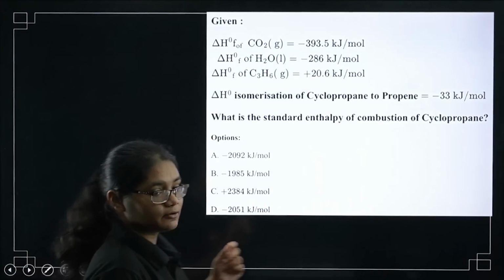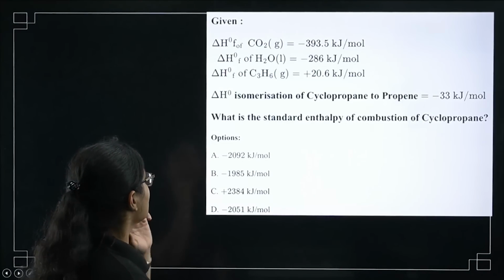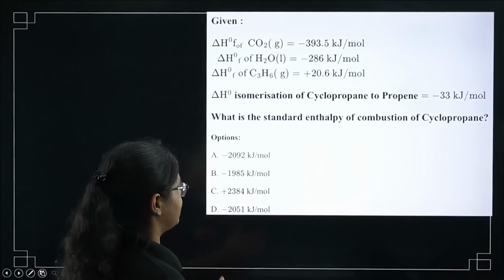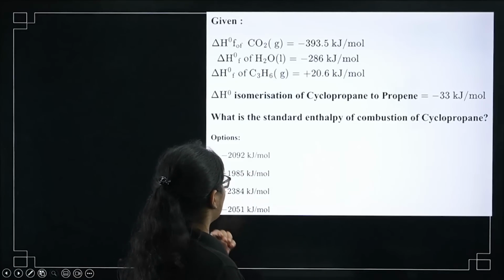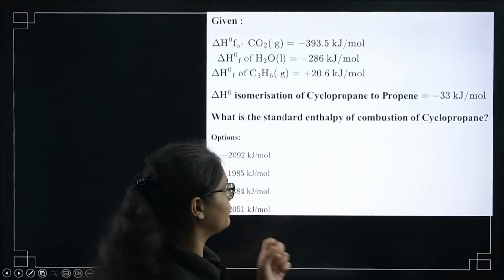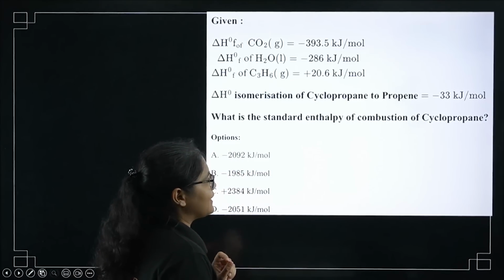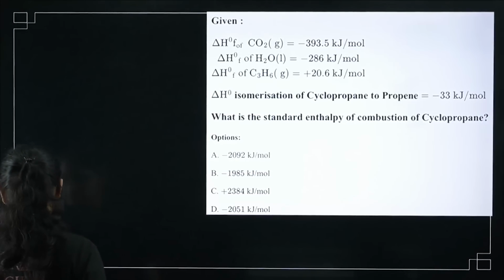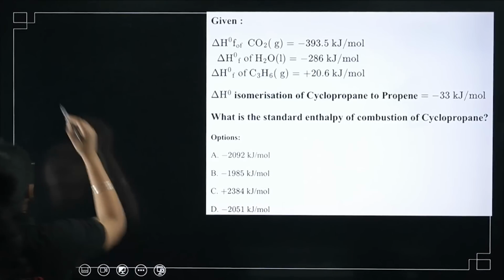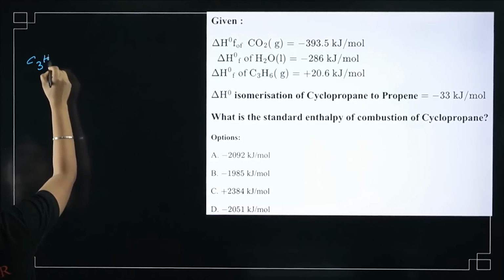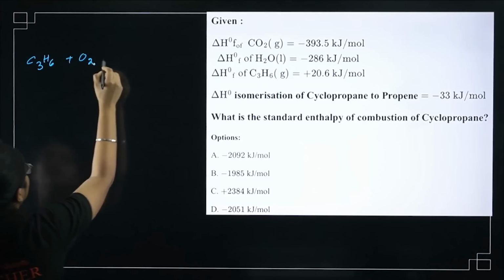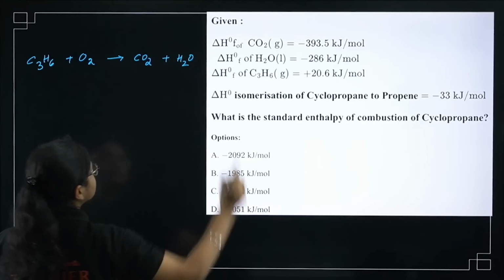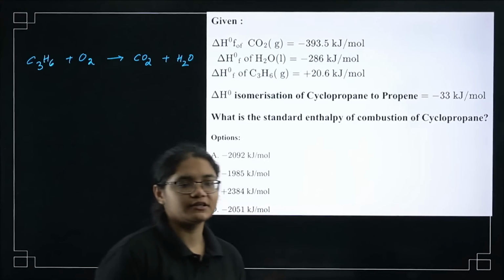Next, coming to question 42. This question is from thermodynamics, a very important question. You have been given the delta H of formation of CO2, H2O and C3H6, and the delta H of isomerization of cyclopropane to propane is given as -33. What is the standard enthalpy of combustion of cyclopropane? If I write the combustion reaction of cyclopropane, it is C3H6 plus O2 gives CO2 plus H2O, right? This is the combustion reaction.